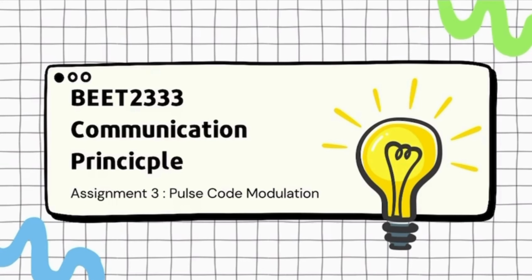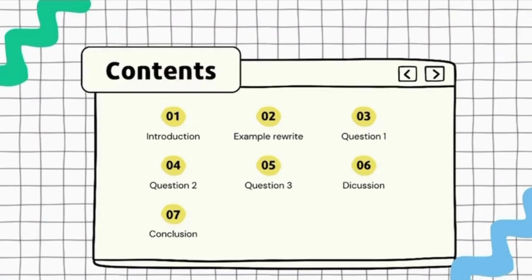So today our group is going to present about communication principle assignment 3, pulse code modulation. Before we go any further, allow me to introduce my teammates, which are Farhan, Hakimi, Hasif, and also Fakhrullah. The content for our assignment is introduction, example, question 1, question 2, question 3, discussion, and also conclusion.